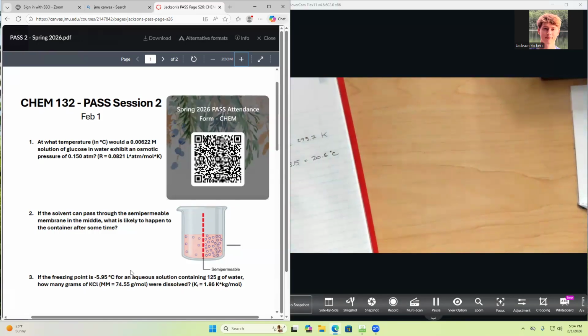Anyone get an answer for this one? And I kind of made it tricky. I want the answer in Celsius. So that'll be your last step.